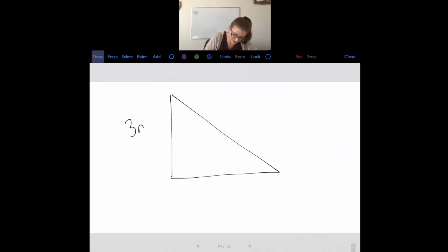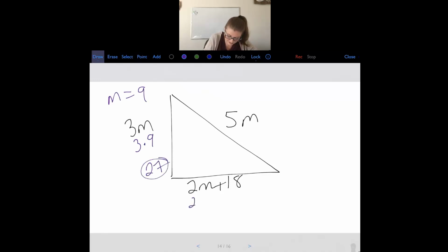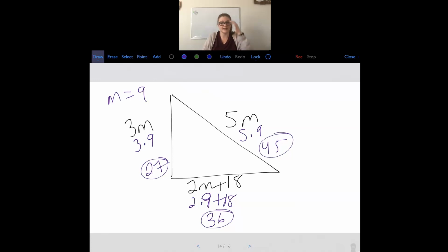So we have 3m, 2m plus 18, and then we have 5m. Okay, so remember we just found that m is equal to 9. So 3 times 9, this leg is 27. 2 times 9 plus 18 is 18 plus 18, so this side is 36. And 5 times 9 is 45. Okay, so depending on what the question is asking for, you can answer it either with the 2 legs or with the hypotenuse.